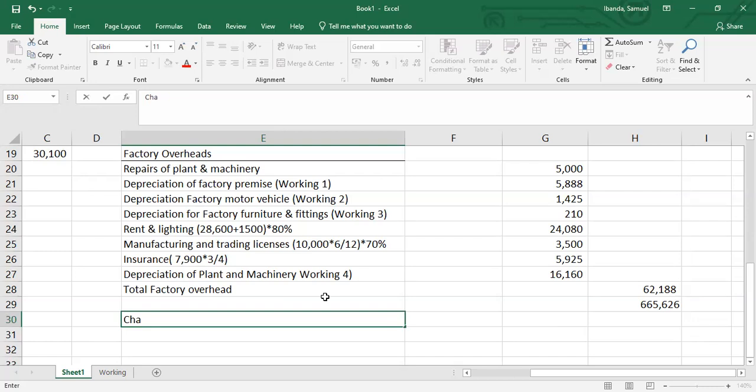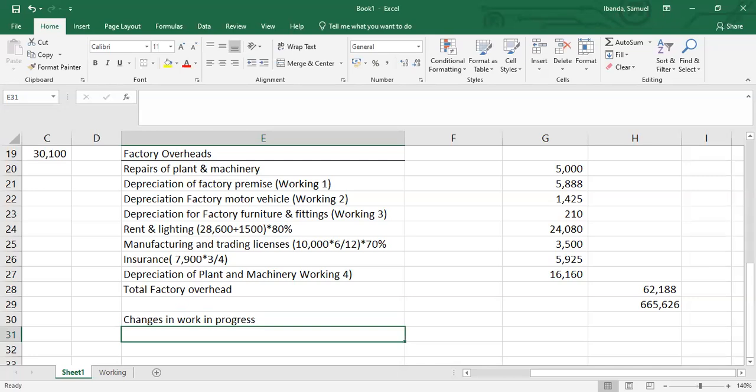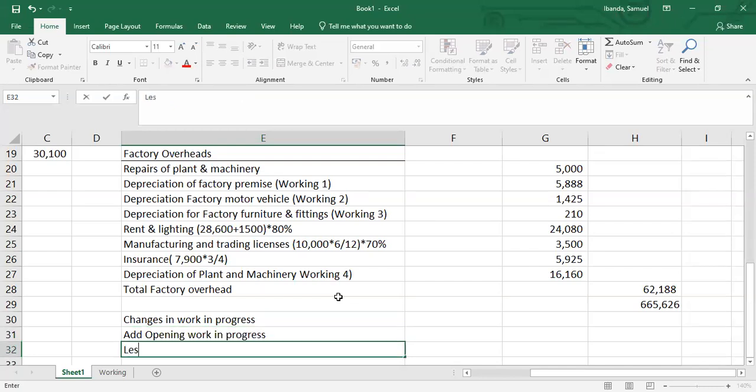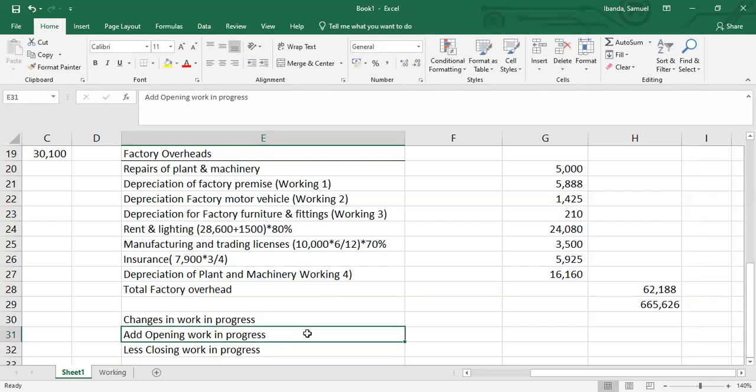It's basically not changes in working capital. We call it changes in work in progress. Okay, changes in work in progress. Then what we mean by that, we are going to add opening work in progress, and we are going to less closing work in progress. We are basically getting how our work in progress has changed within the period.